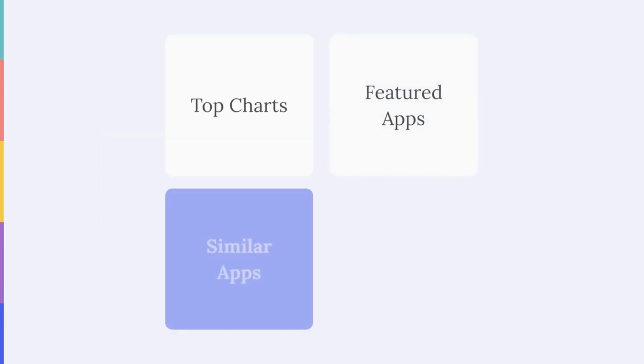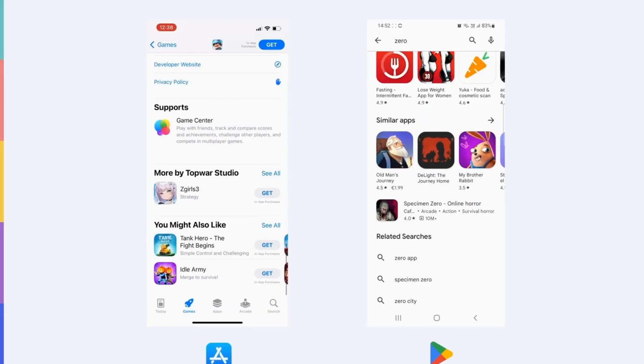Next up is similar apps. At the bottom of most app pages, you'll find a section called You Might Also Like on the App Store or Similar Apps on Google Play. Suggested by the app stores themselves, these are often closely related apps that might appeal to users browsing through a particular app listing. It's very difficult to influence your appearance in these collections, but on the App Store, we have seen that Apple tends to use this placement to promote lesser-known apps instead of big-name brands.